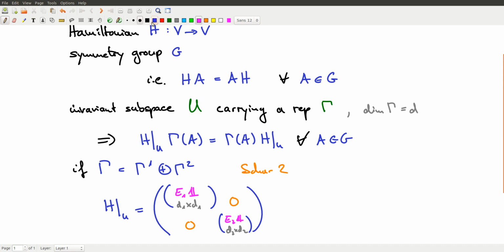But in general, these two numbers E1 and E2, they would be different numbers, different energies, different eigenvalues of the Hamiltonian.